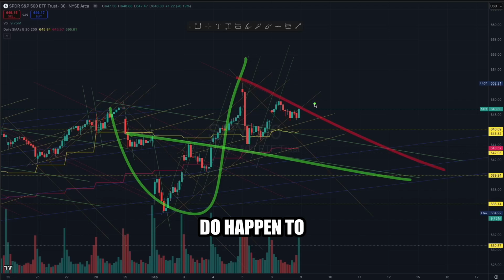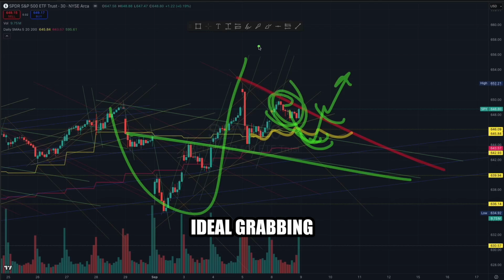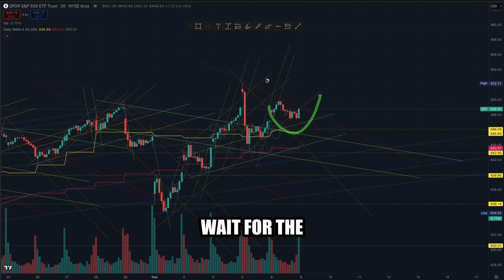Now, we do happen to head up early. I'm not too keen about this yet. I do hope that we grab more liquidity like that. This will be very ideal, grabbing the liquidity early there. Otherwise, wait for the cups to close. I want to wait for cups to close.